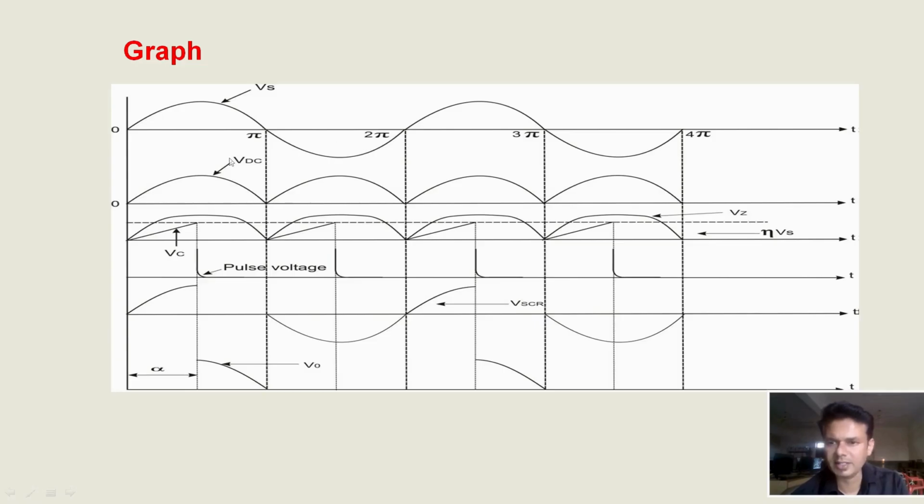So this is the graph. This is the AC supply from the transformer, and this is the VDC voltage. This is the voltage across the Zener diode, and this is the voltage across the capacitor, which is charging and discharging, charging and discharging. And this is the voltage across the SCR, where we can observe alpha, and this is the output voltage.